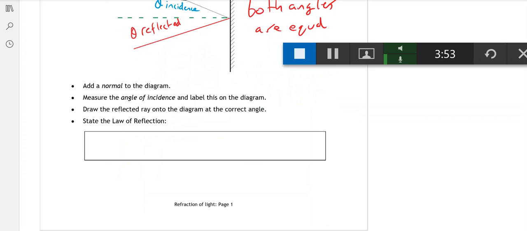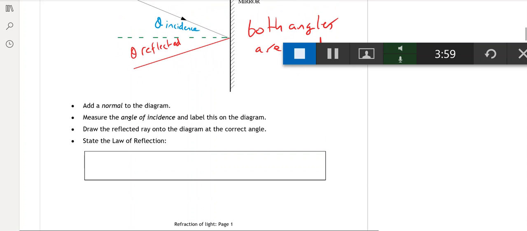So our little conclusion here: add a normal to the diagram. We've done that. Measure the angle of incidence and label this in the diagram. We can see that they're both equal. Draw the reflected ray. We've been able to do that. And state the law of reflection. And our law of reflection is that the angle of incidence is equal to our angle of reflection.